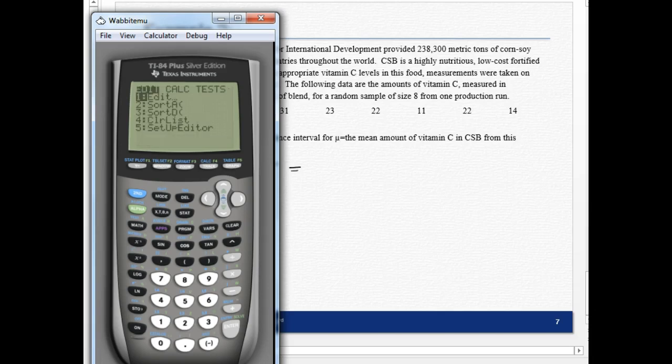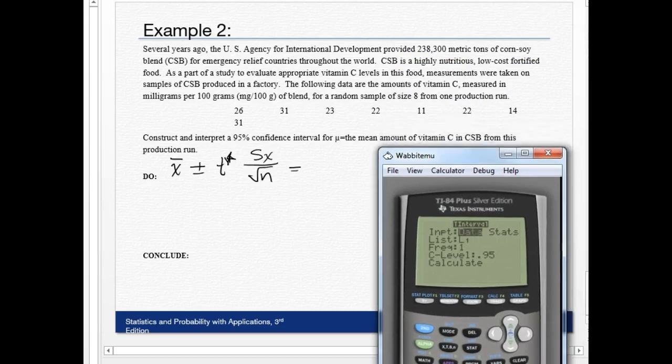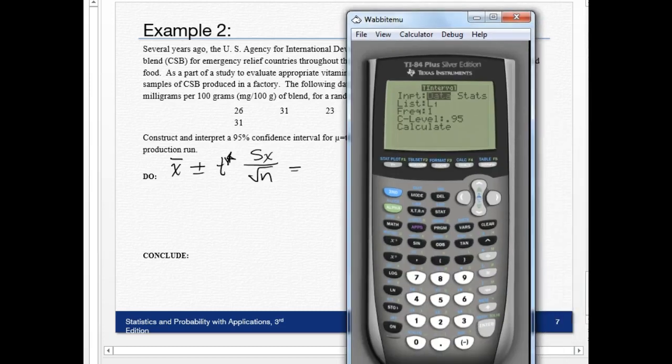So if we go to stat, over to test, and go down to 8, we know it's a t interval because it's mean. Now remember we said you could use the data. If you click on data, it's going to say, okay, where's the data? Well, we just put it in list 1, right? So it's going to find x bar from that list, and it's going to find the standard deviation from that list for us. Okay, we're going to need to write it in our formula, but the calculator is going to do it for us. All we need to do at this point is adjust our confidence level. We were trying to find a 95% confidence level, so we're going to leave it like that.